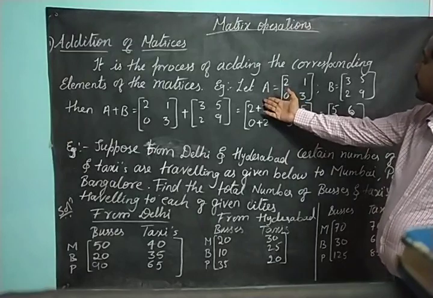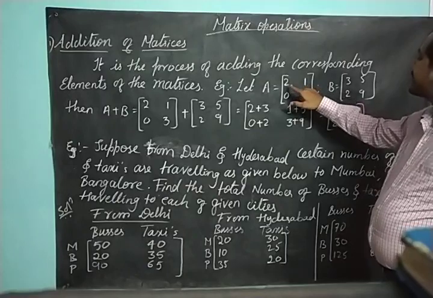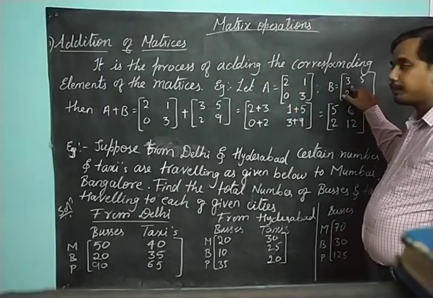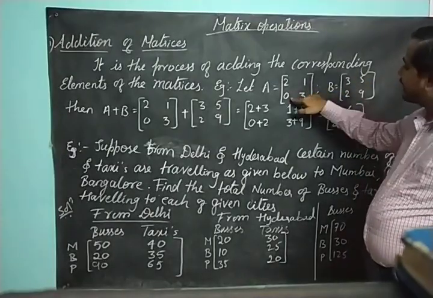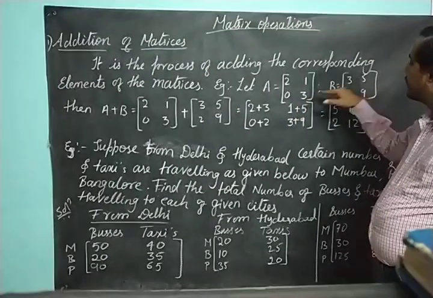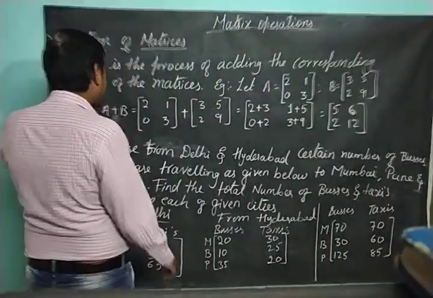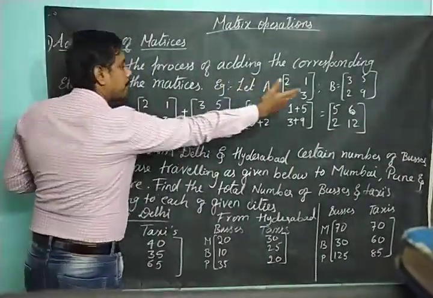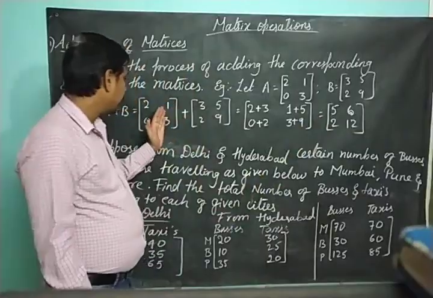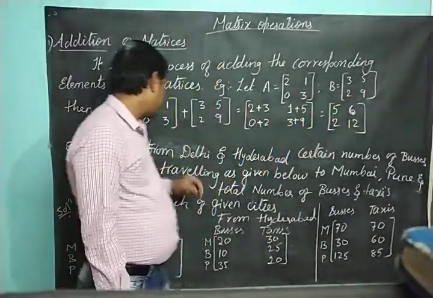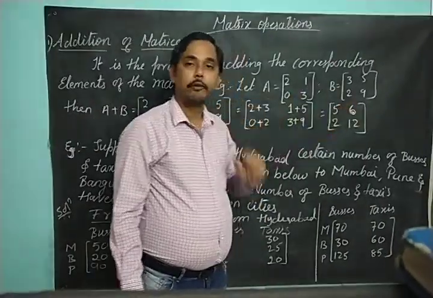Let us take an example. Let A be equal to [2 1; 0 3] and B equal to [3 5; 2 9]. What are the corresponding elements? A11 is 2, B11 is 3, A12 is 1, B12 is 5, A21 is 0, B21 is 2, A22 is 3, B22 is 9. So if you add the corresponding elements, what do you get for A plus B? 2 plus 3 gives you 5, 1 plus 5 gives you 6, 0 plus 2 gives you 2, 3 plus 9 gives you 12.